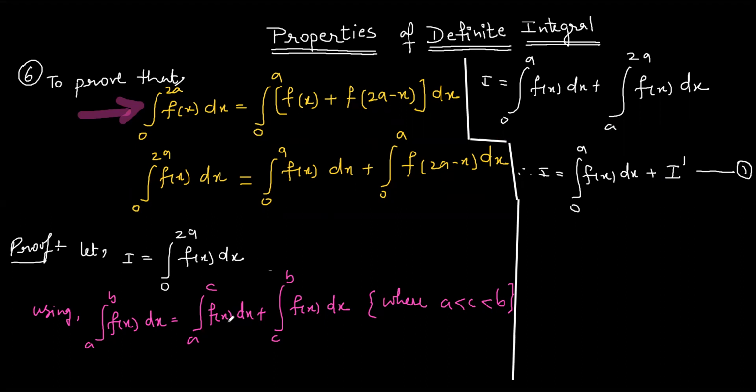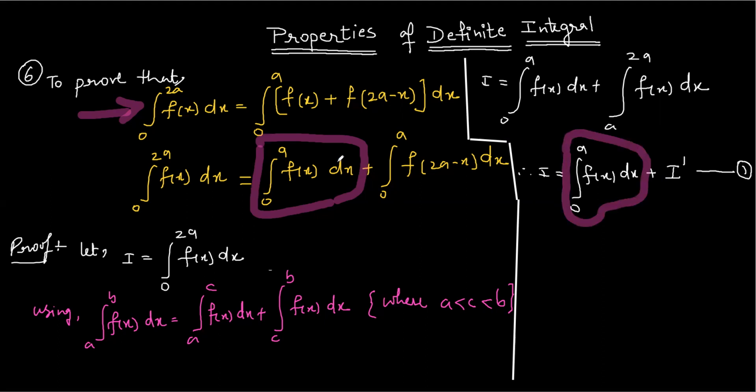I use the property here, and the property is 0 to a plus a to 2a. We can split this interval into two intervals: 0 to 2a, I split into 0 to a and a to 2a. Having done this, I observed that what I needed to prove, what was my aim, I have achieved 50%.